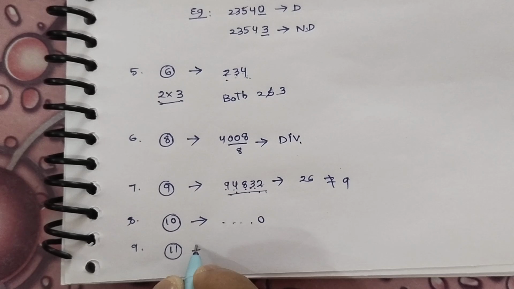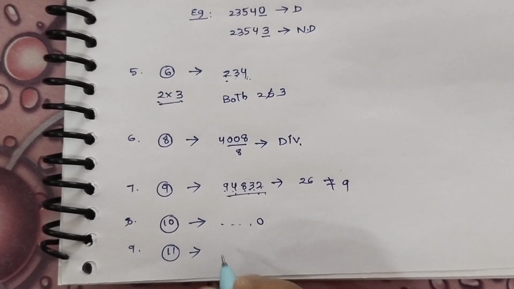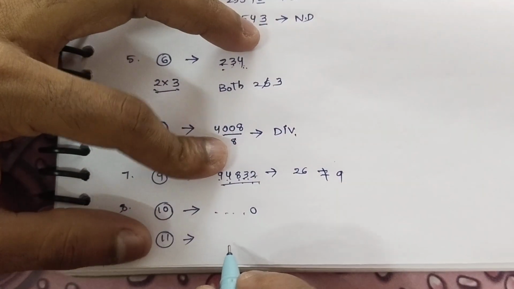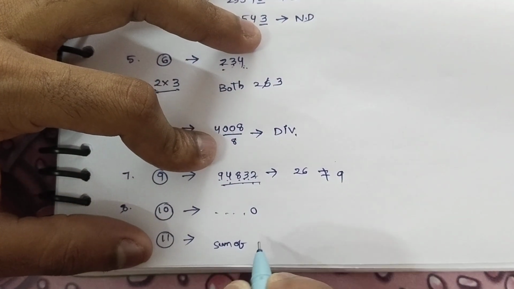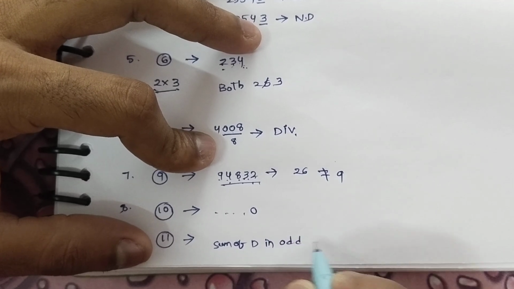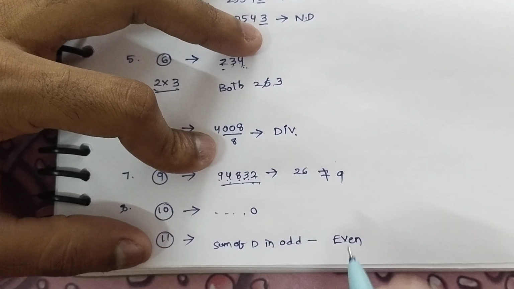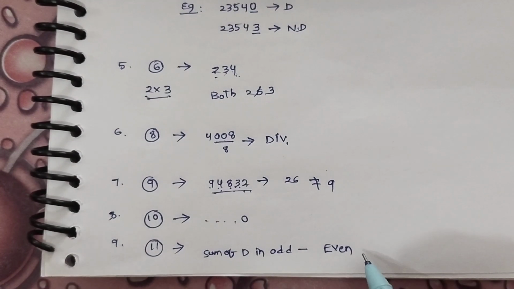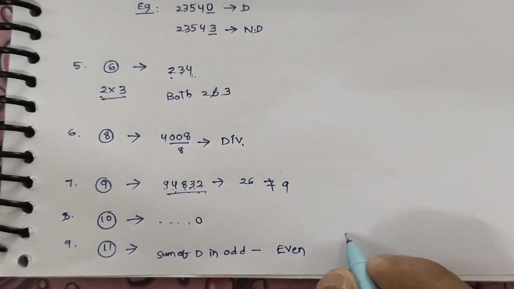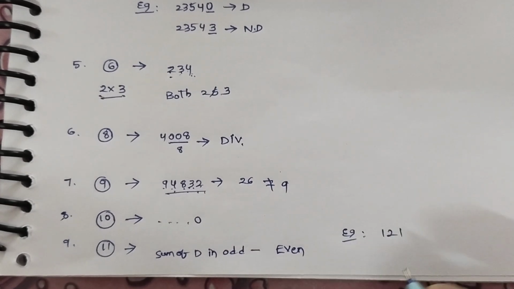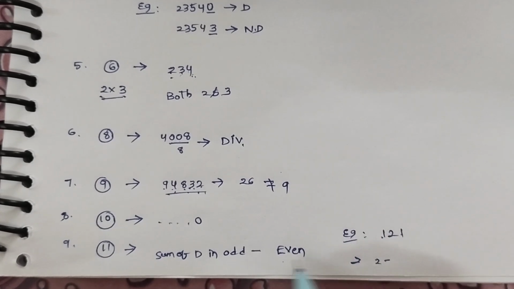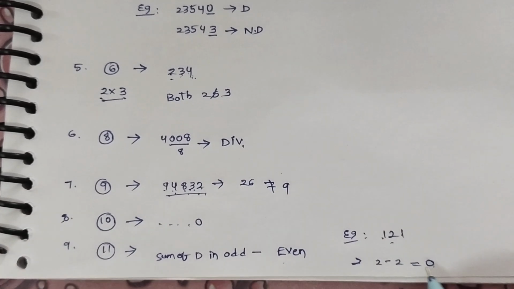Divisibility rule of 11. If the sum of digits in odd places minus the sum of digits in even places is 0 or divisible by 11, then that number is divisible by 11. Let's take an example, 121. Sum of digits in odd places means 1 plus 1, which is 2, minus the even place digit, which is 2. 2 minus 2 is equal to 0. So it is divisible by 11.